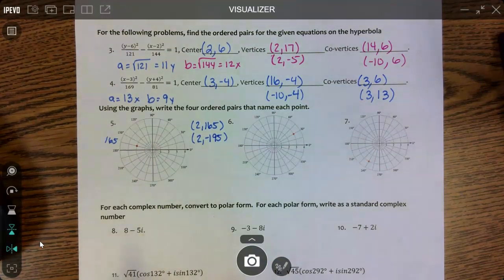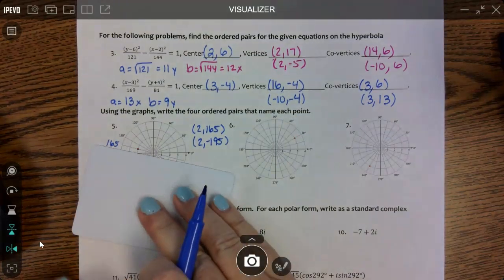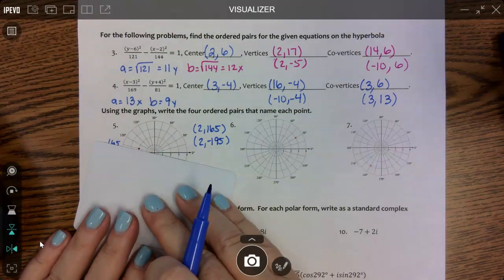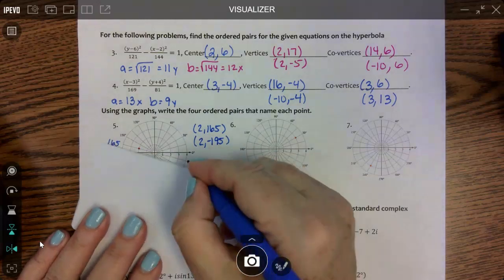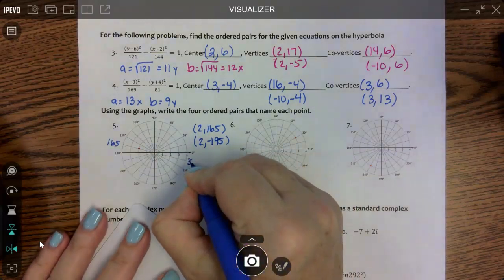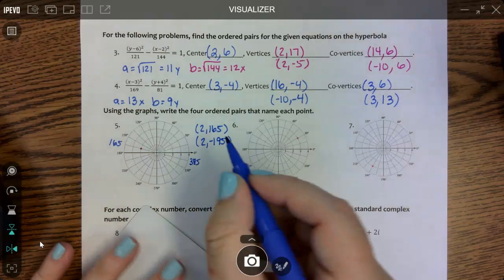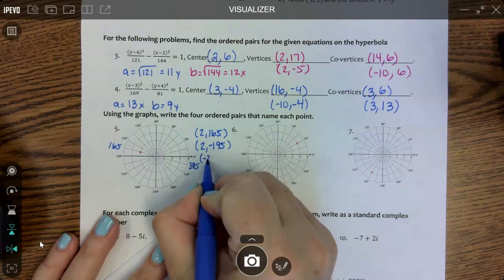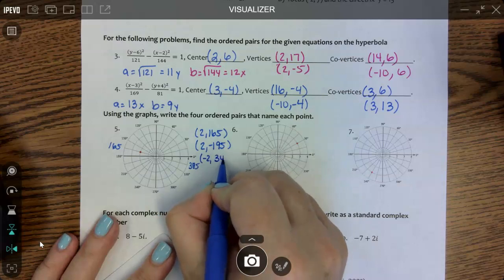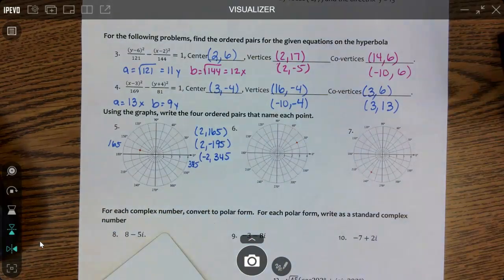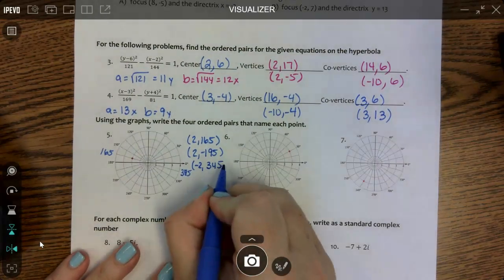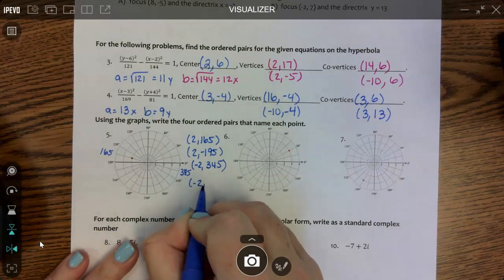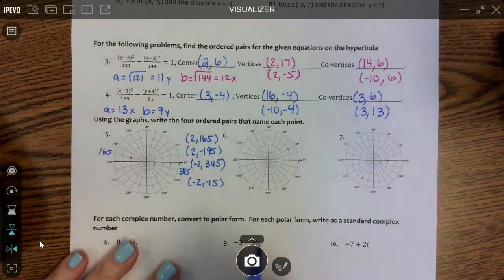Okay, now if we go backwards, that puts me right here at 345. So we can do negative 2 and 345. Let's do 345 minus 360, which gives us negative 15. Or negative 2 and negative 15.